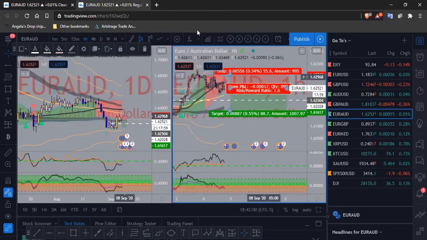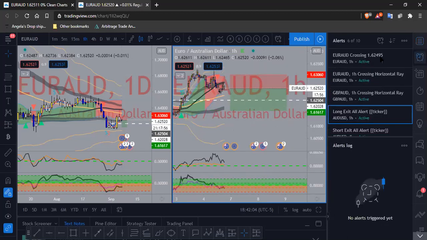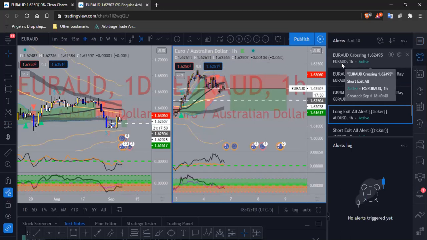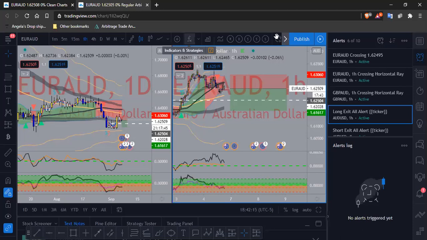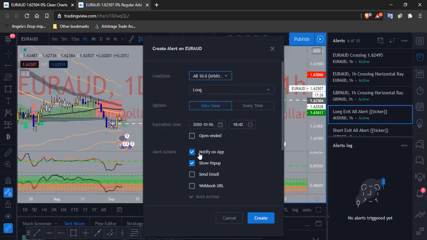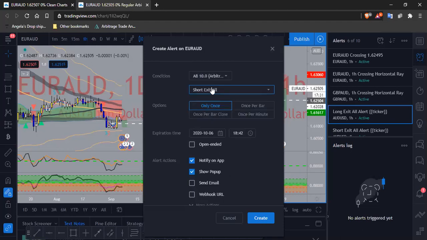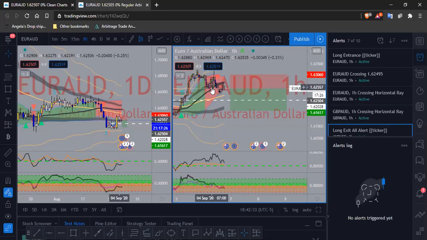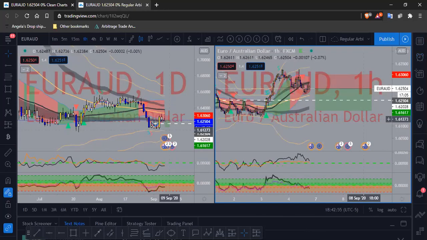Like I said, let me look at the alerts just to make sure it's there. Why is there 2 of these? Whatever, I'm not worried about it. But let me set up another alert to tell me to exit this sell. EURAUD. Short exit all. And create. But like I said, I'm going to get into this EA sell. It's going to be a quick scalp type of thing. Nothing too crazy. All right. Let's go on ahead to EURGBP.